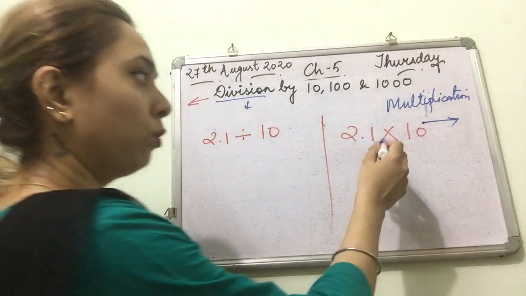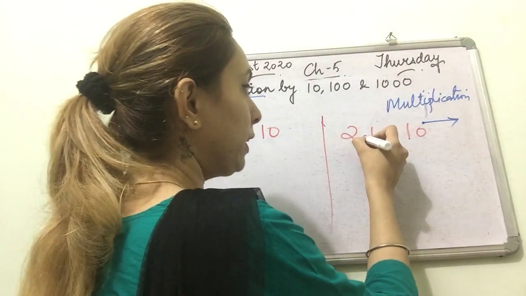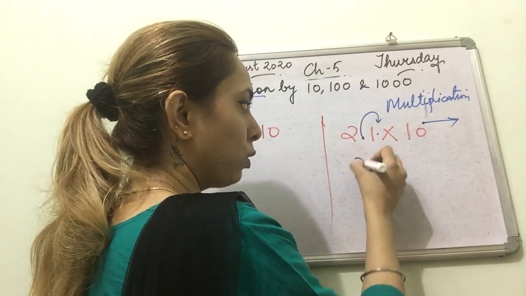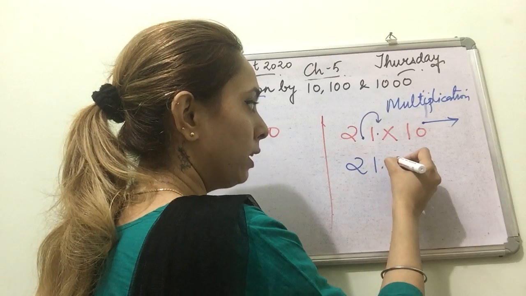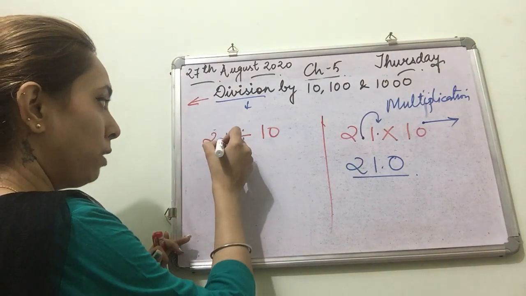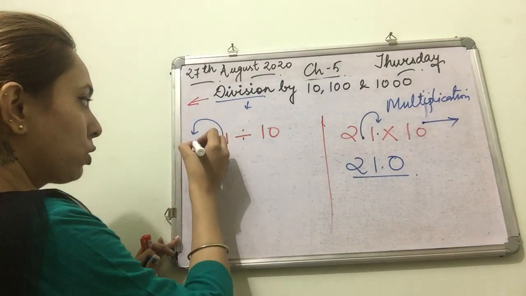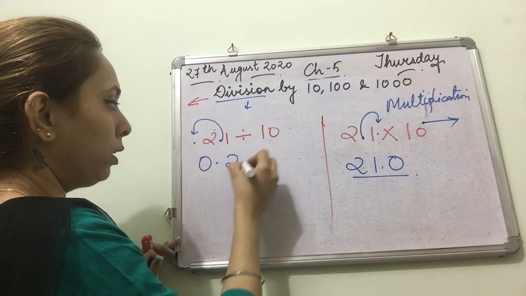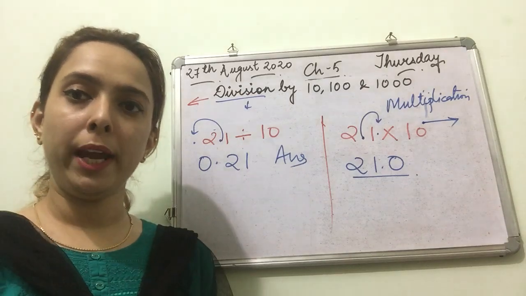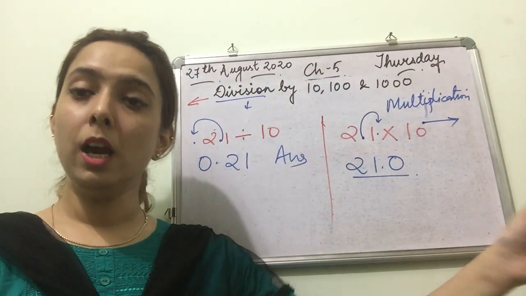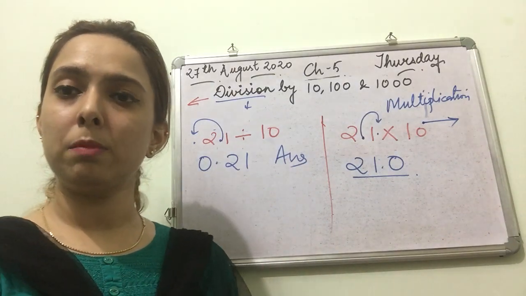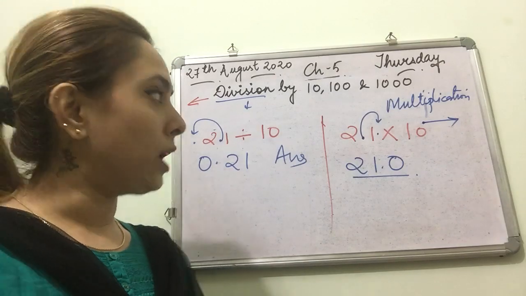Here, while multiplication, we were shifting the decimal towards the right side. So our decimal was coming here, and our answer was 21.0. But in division, our decimal will be shifted towards the left side. So here it will become 0.21. The only difference is while multiplying, we will shift the decimal towards the right side, and while dividing, we will shift the decimal towards the left side. This is the basic concept. This is the simplest method which I have taught you.